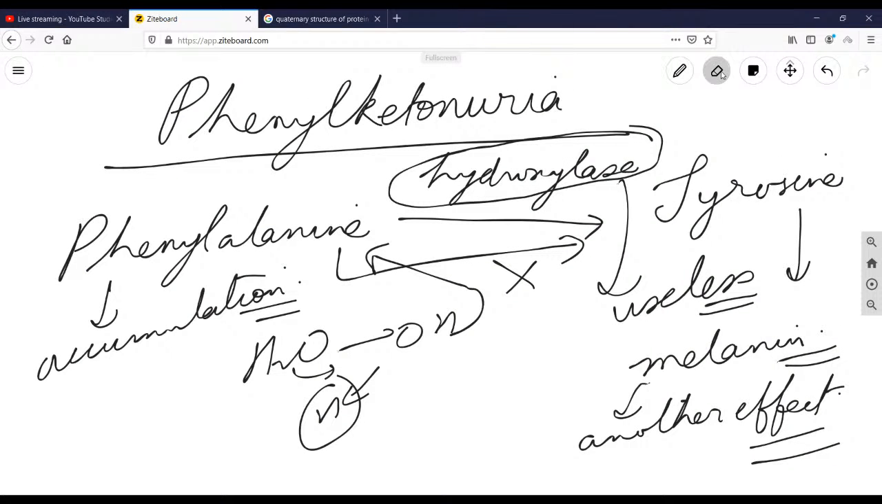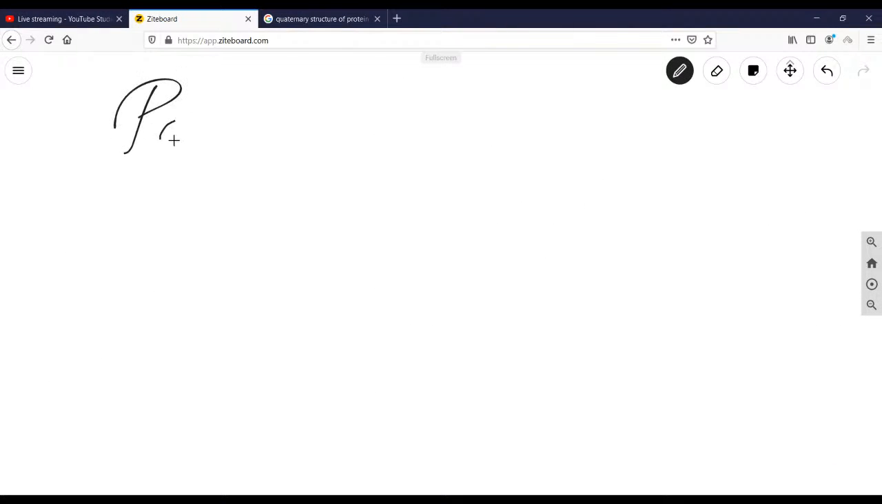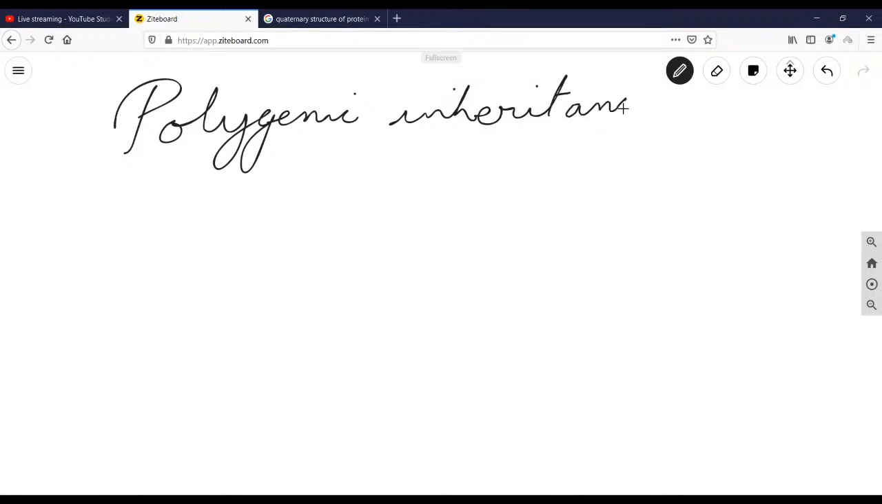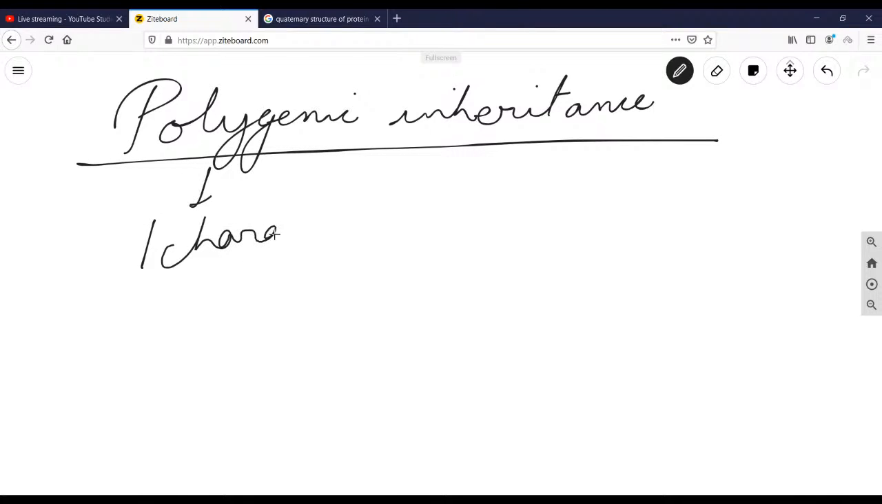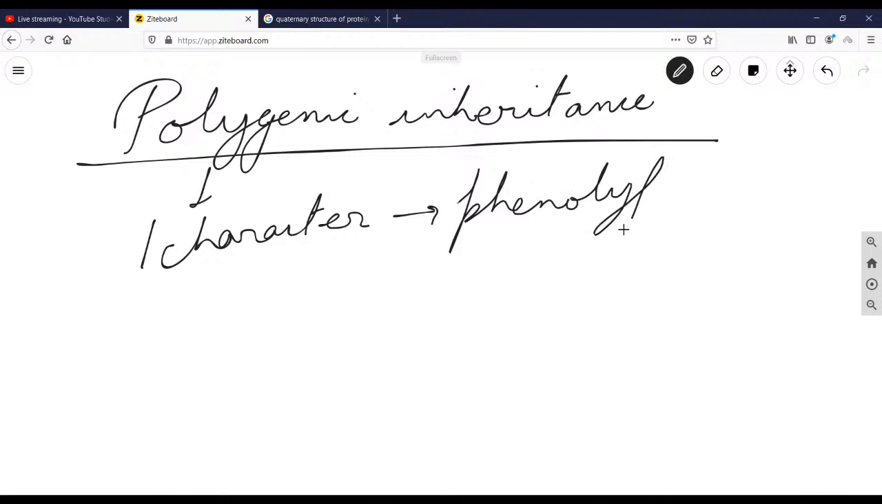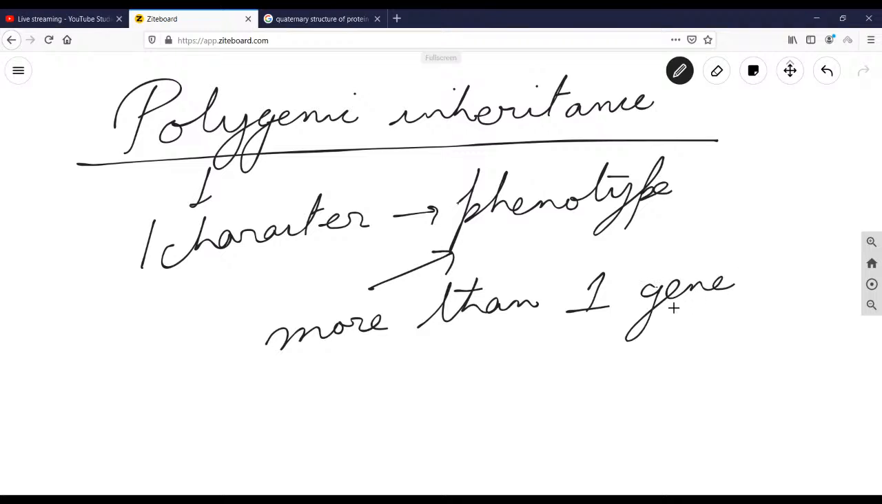By the name only you can deduce what it means. Polygenic inheritance. How many genes? More than one gene. Just opposite of pleiotropy, if one character or phenotype is influenced by more than one gene, or the products of more than one gene, means more than one protein. If a culmination of proteins decide one trait, that is known as polygenic inheritance.